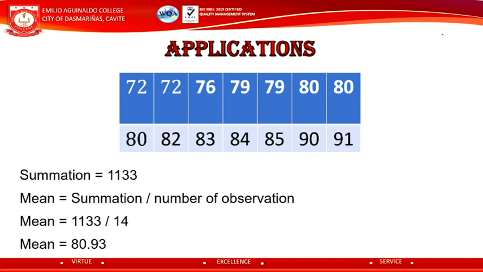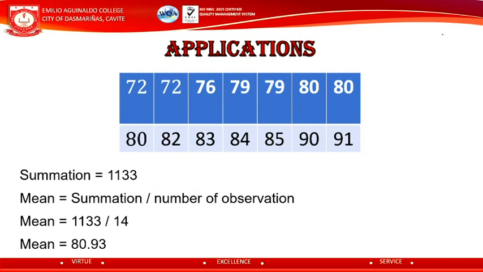If we're going to find the summation of these numbers, it will give us 1,133. So the mean is just equal to the summation divided by the total number of observations. So we have there, mean is equivalent to 1,133 divided by 14. So it is also equal to 80.93. So that is our solution for the mean. Now for the mode, it is visible that the most frequent score is 80.